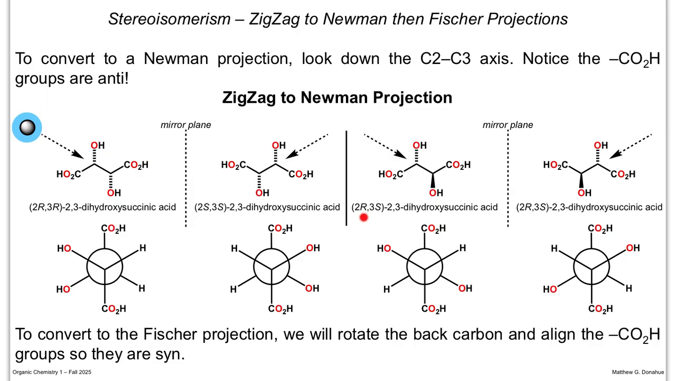And then this other one that ends up being meso, we do the same thing. So in the Newman as drawn, the OH groups are on the same side. As we convert it to the Fischer, we're going to rotate that bond, and you're going to see that OH group swing over. Over here, the OH groups are anti. So when you do the rotation, it's now going to end up on the same side in the Fischer.